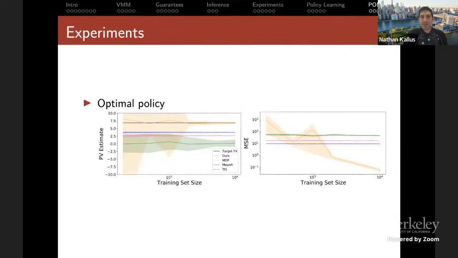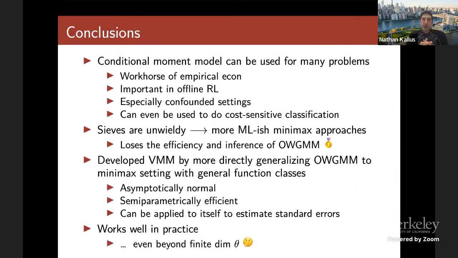Okay, so I'll go to the conclusion. So we saw that these conditional moment models are extremely useful for a lot of problems. It's a workhorse of economics. All these IV or industrial organization problems have some sort of conditional moment problem underlying them. But it's not just in economics. It's also really important in offline RL. I mean, Jason showed us that all those primal, dual, minimax estimators for Q functions and for density ratios are coming from conditional moment models. And it's also especially important when we're looking at confounded settings where we can only use conditional moment models.